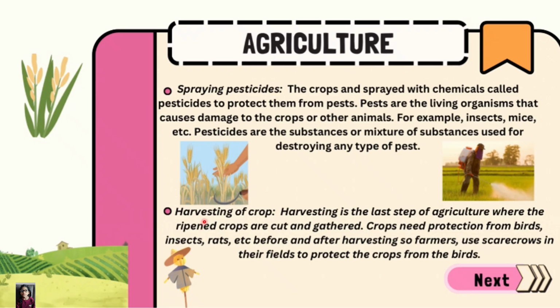Next step is harvesting of crops. Harvesting is the last step of agriculture where the ripened crops are cut and gathered. Crops need protection from the birds, insects, rats, etc. before and after harvesting. So farmers use scarecrows in their field to protect the crops from the birds. Here we can see the picture of the scarecrow. So the scarecrow is used to protect the crops from the insects, birds and rats.